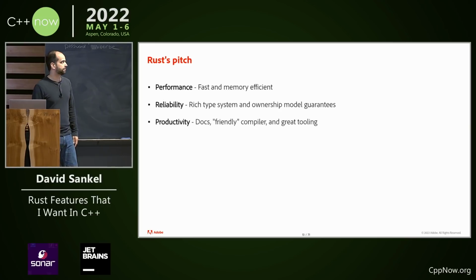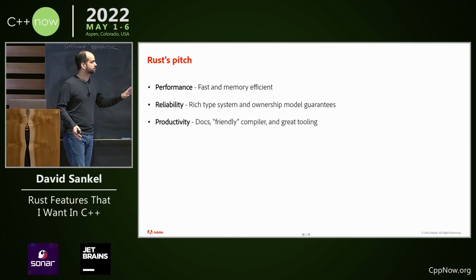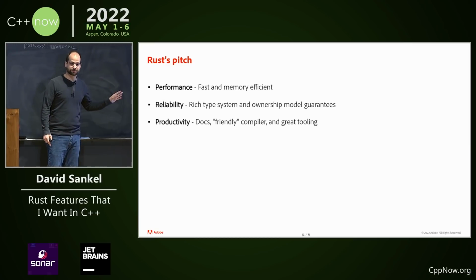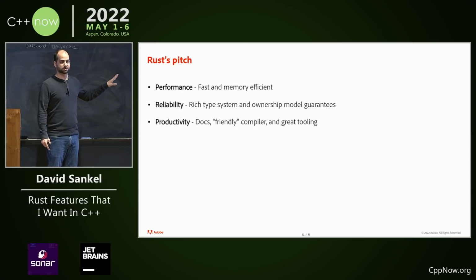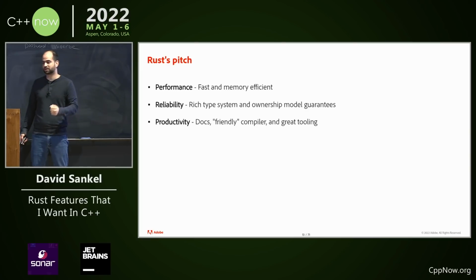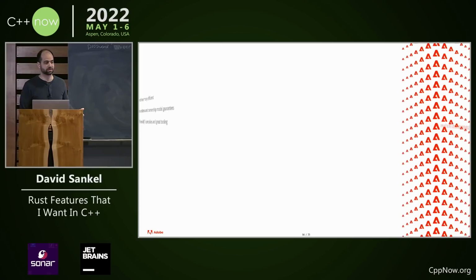They also have a pitch about productivity. They have good documentation, what they call a friendly compiler, and great tooling. Now, this is just what Rust says is great about itself. My perspective would not necessarily say these are the cool things about Rust, right? This is just what Rust says is cool about Rust. So let's see what I think is cool about Rust.